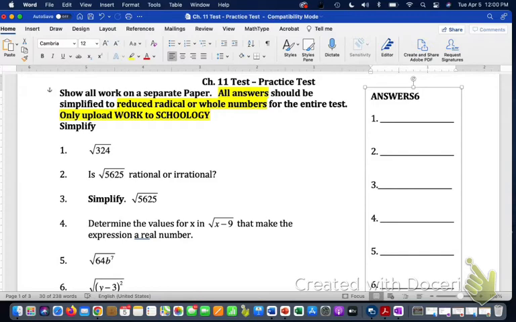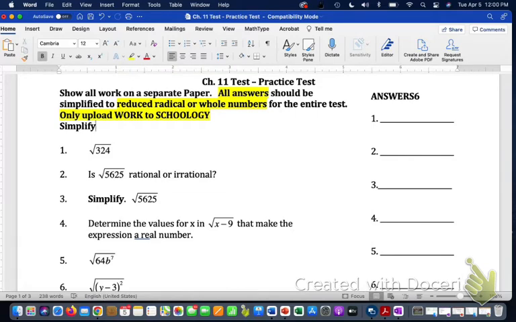Let's go on to the next one. Is 5,625 rational or irrational? Well, to figure that out, we really have to figure out if it's a perfect square or not. So the first thing I'm noticing is we have to go through our divisibility rules.